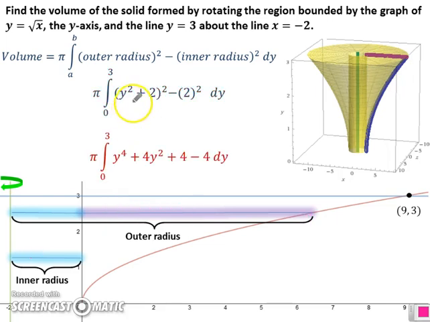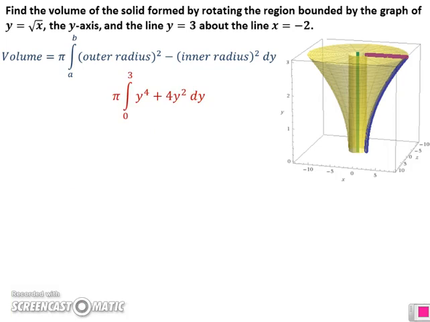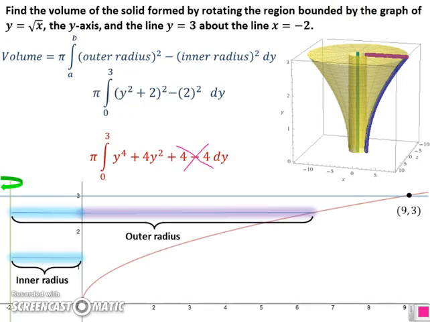And you have to FOIL that. Y squared times itself, 2 times 2, and then 2y squared doubled. And then minus this 4. So these 4's cancel actually. And we can integrate. Oh, I'm sorry. Let me go back to that picture so we can see why we're going from 0 to 3. 0 to 3 here. That's why the limits are 0 to 3.